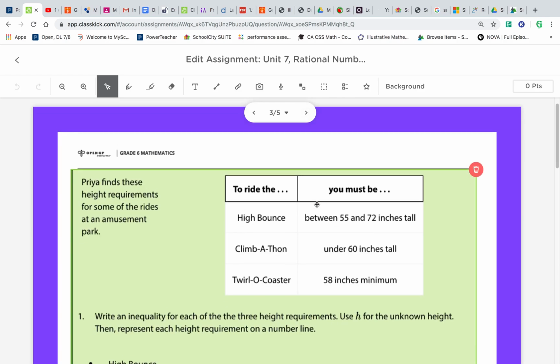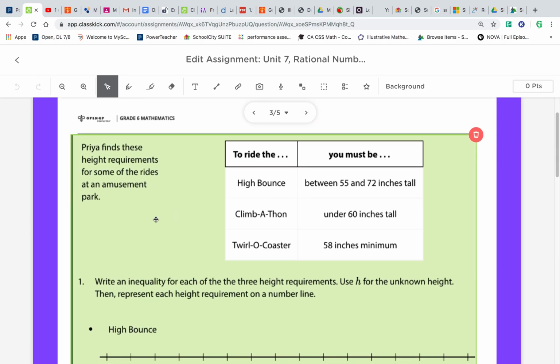All right, in our activity for this lesson, we have amusement park rides, and they have these height requirements. Priya is walking up to the different rides, and she sees the signs that say to ride the high bounce, you must be between 55 and 72 inches tall. To ride the Climathon, you must be under 60 inches tall. To ride the Twirlo coaster, you must be 58 inches minimum.